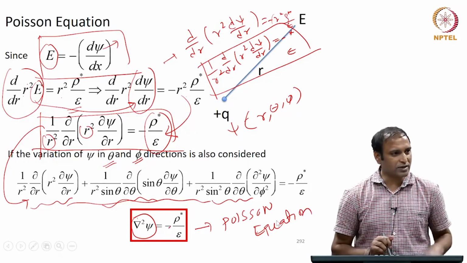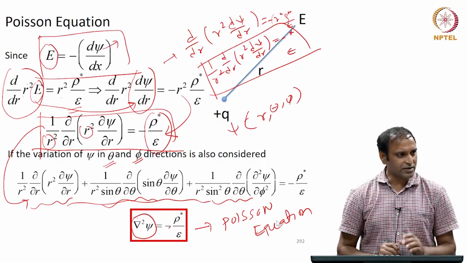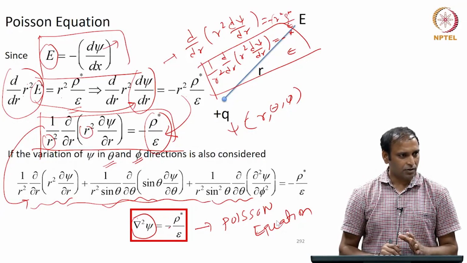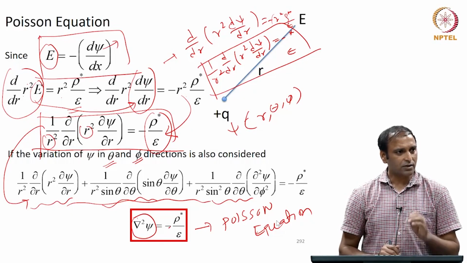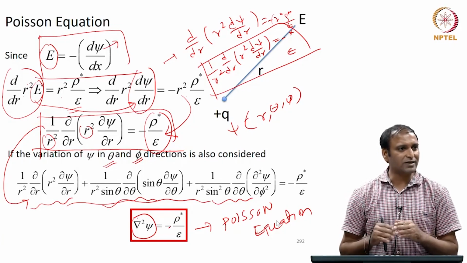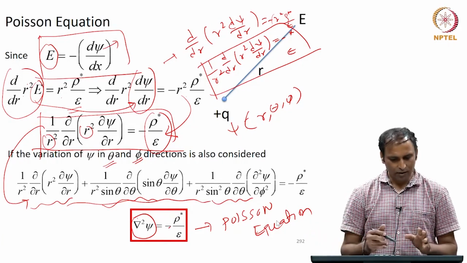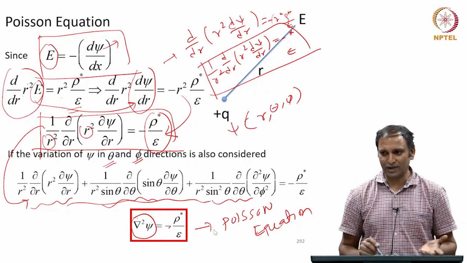What this equation essentially tells you is that if I have a surface which is charged, how does the potential vary with distance in different directions. That is what this expression tells you.